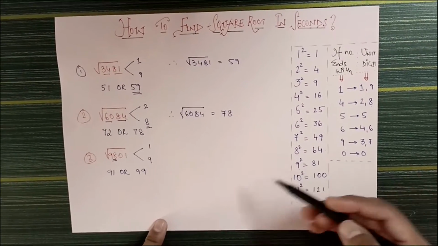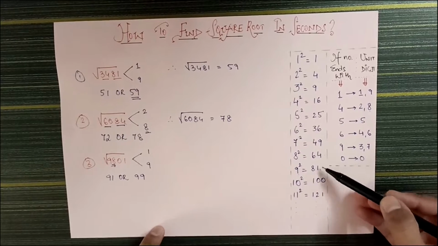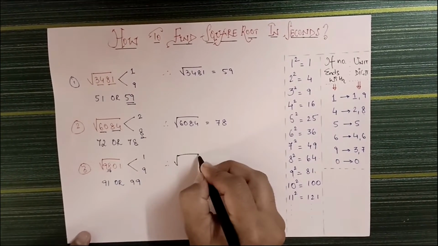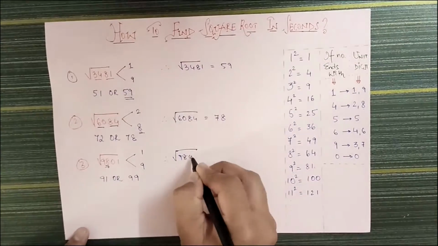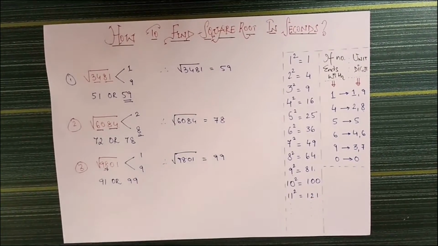But now we can see that 98 is closer to the square of 10, which is greater than 9. Hence, we are going to take the greater number out of 1 and 9. Therefore, we can say that the square root of 9801 is equal to 99.